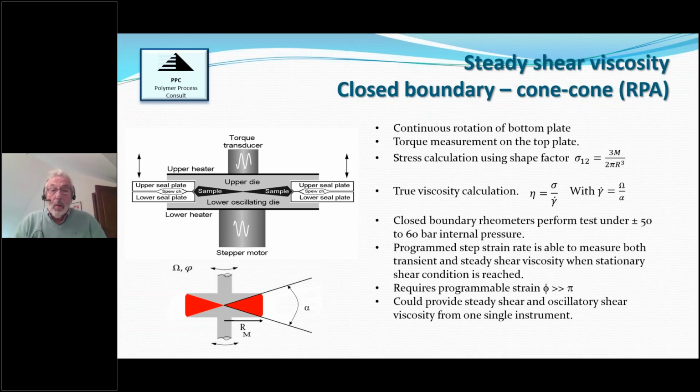So by programming a step strain, we can measure transient and steady shear viscosity. And when we look at stationary shear conditions reached, we have steady shear viscosity. But it requires programmable strain higher than pi, meaning something like 2,500% and even better. Of course, that is important because the RPA is then able to measure both steady shear and oscillatory shear viscosity in one single instrument.